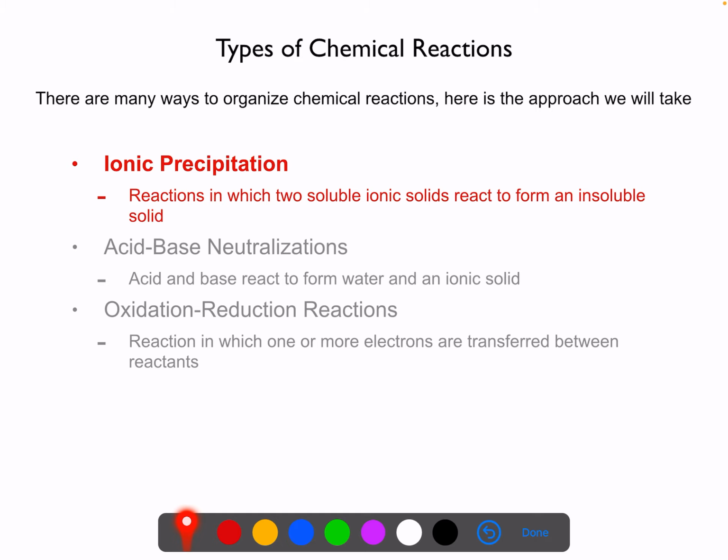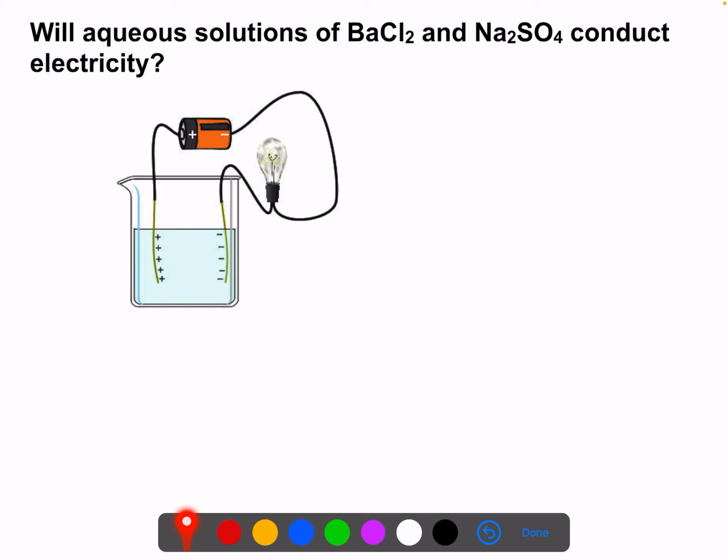So let's take a peek at what we really mean by this. We're going to start off and think about a solution of barium chloride and sodium sulfate. One of the first things we should recognize is both of these are ionic, right? A metal and a nonmetal, and a metal and a polyatomic anion. So these are both ionic solids.